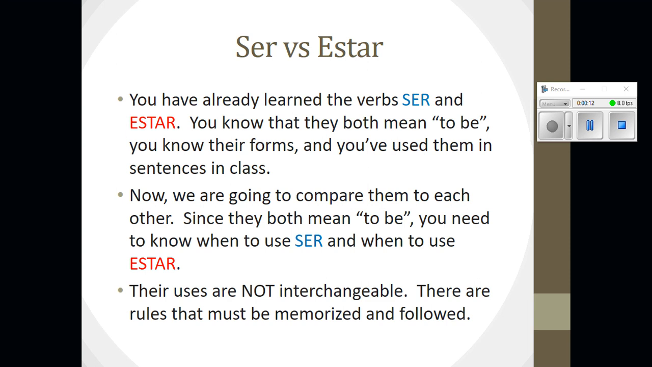You have already learned the verbs ser and estar. You know that they both mean to be, you know their forms, and you've used them in sentences in class. Now we're going to compare them to each other. Since they both mean to be, you need to know when to use ser and when to use estar. Their uses are not interchangeable. There are rules that must be memorized and followed.